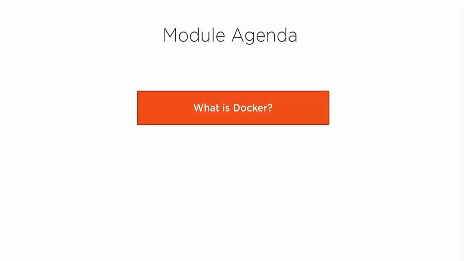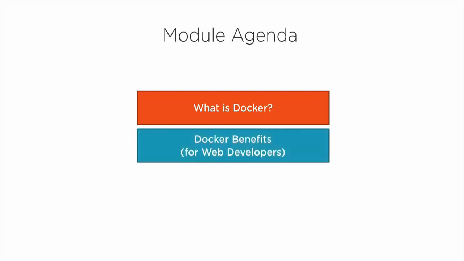So we're going to start off by talking about what exactly is Docker. And we'll clarify some key terms and concepts that you need to know in order to be successful to understand how Docker works and how you could use it. Now from there, we'll jump right into the benefits that Docker could provide us as web developers. And you're going to see there's actually quite a few benefits that it can provide us. There's a lot of great stuff there.